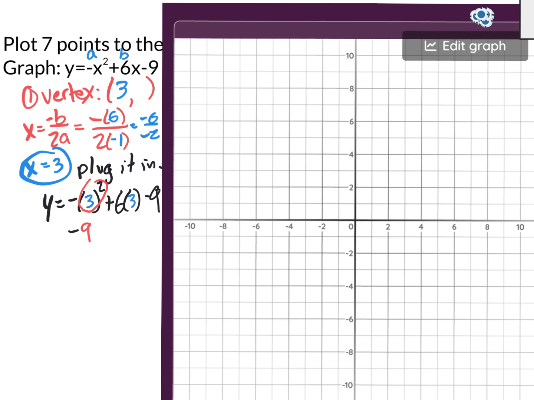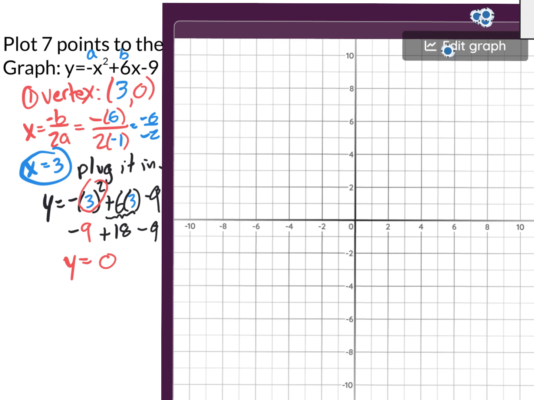And then after exponents, you do multiplication. 6 times 3 is 18. Then you bring down that -9. So -9 plus 18 minus 9 ends up being 0. Okay. So the y value equals 0, and that's okay. Don't freak out. That will be the most important point, 3, 0.